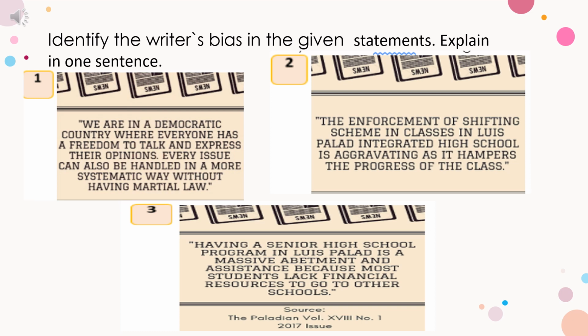Number three, having a senior high school program in Luis Palad is a massive abatement and assistance because most students lack financial resources to go to other schools. So you have here the writer's bias towards having a senior high school program in Luis Palad Integrated School. So hopefully, as you read a sentence, you can easily detect whether the writer is biased against or biased towards the issue that is being pointed out in the statement. Okay?